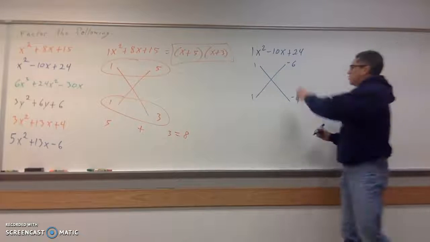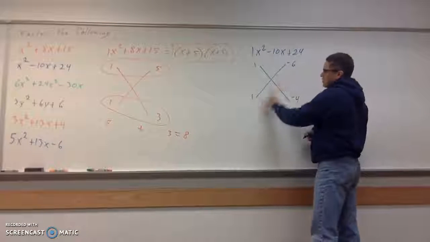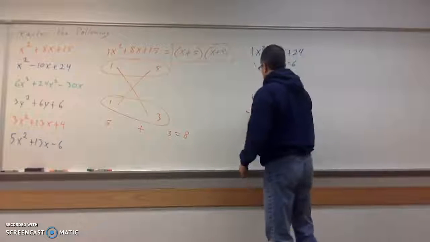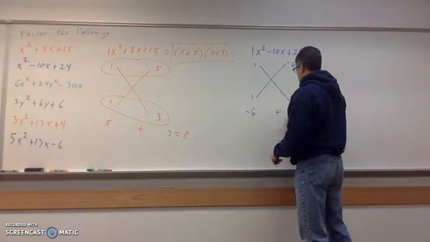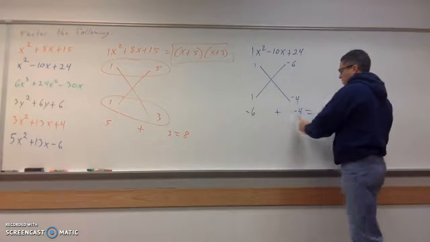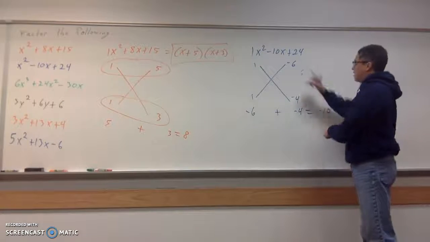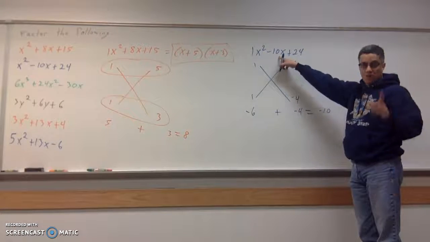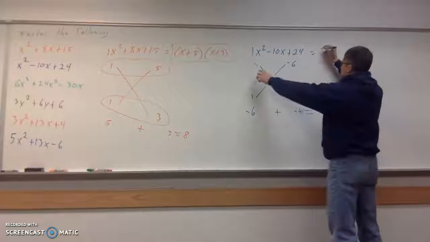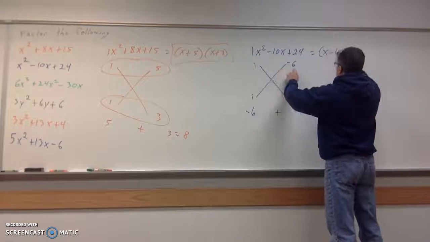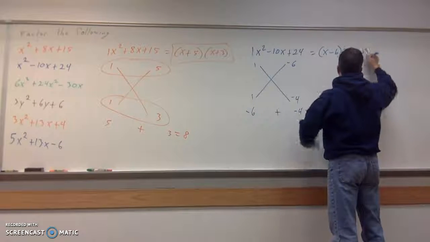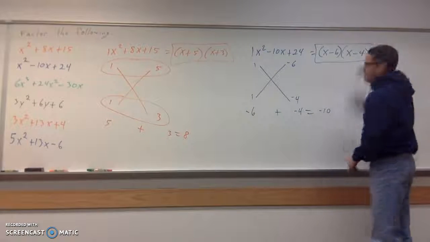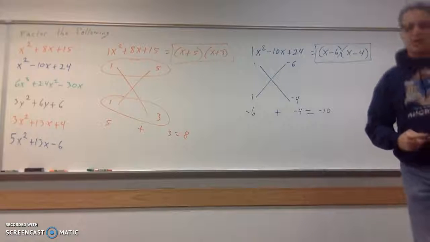All right, multiply across the diagonals. Negative 6 times 1 is a negative 6. 1 times negative 4 is a negative 4. Add these two guys together. Negative 6 plus negative 4 is my negative 10, which is that negative 10. So my factors are x minus 6 and x minus 4. Okay?